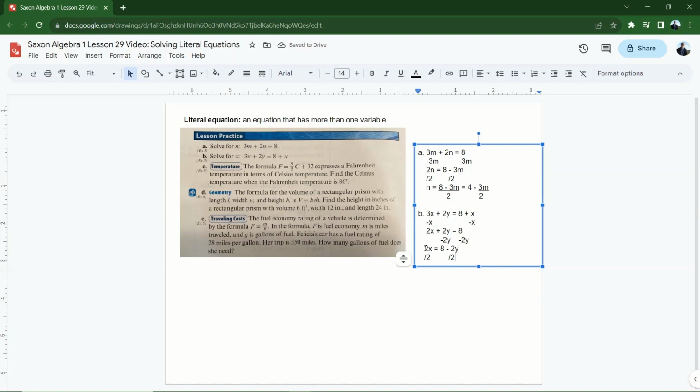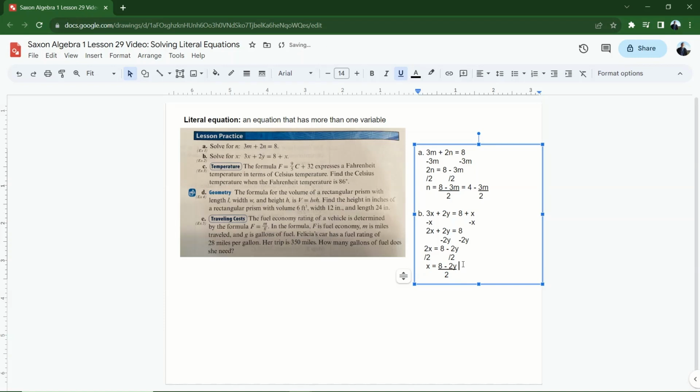That's what I want. So when I divide both sides by 2, x is all by its lonesome on the left-hand side. X equals 8 minus 2y, and that whole expression there is going to be divided by 2. Let me fix that, there we go. Okay, so 8 minus 2y over 2.